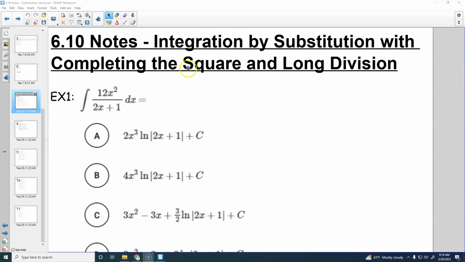This is a long title. Advanced is quicker to write, but I don't know if it's scarier than completing the square and long division. Those are two of the most feared parts of math.